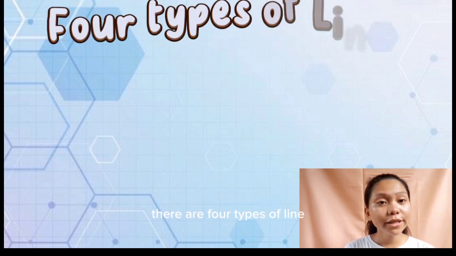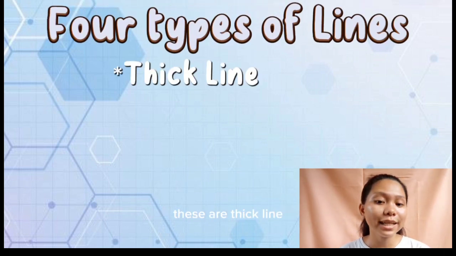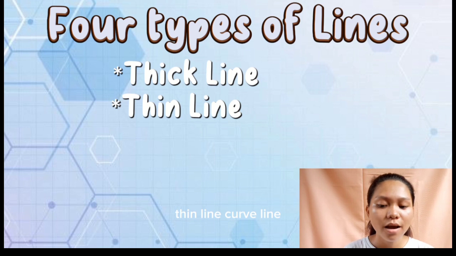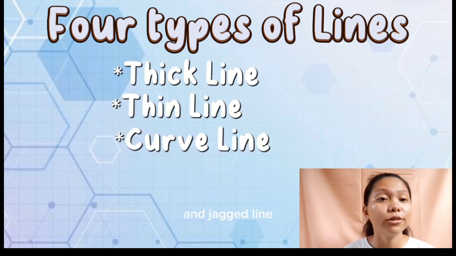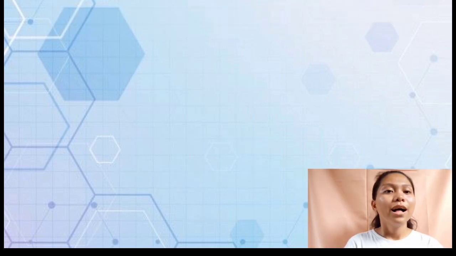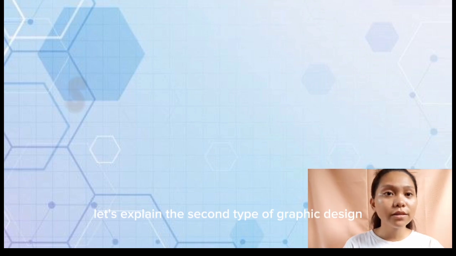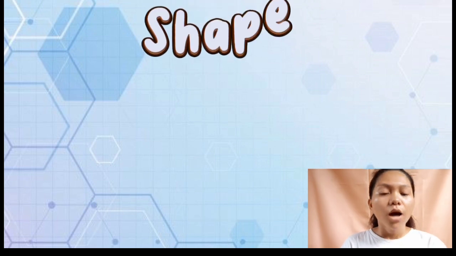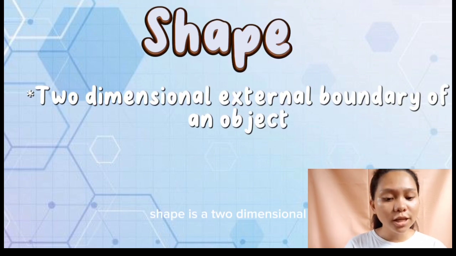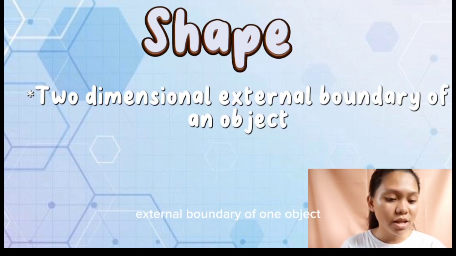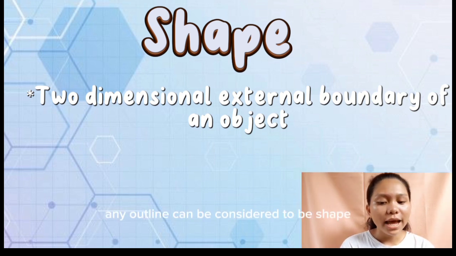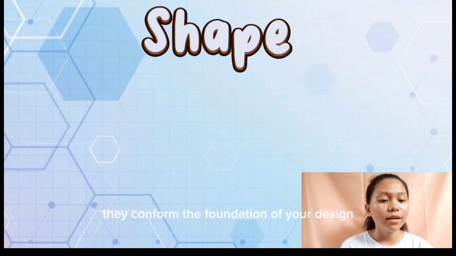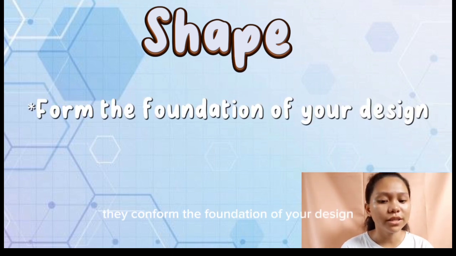There are 4 types of line. These are thick line, thin line, curved line, and jagged line. Let's explain the second element of graphic design, which is shape. Shape is a 2-dimensional external boundary of an object. Any outline can be considered a shape, and together with lines, they can form the foundation of your design.